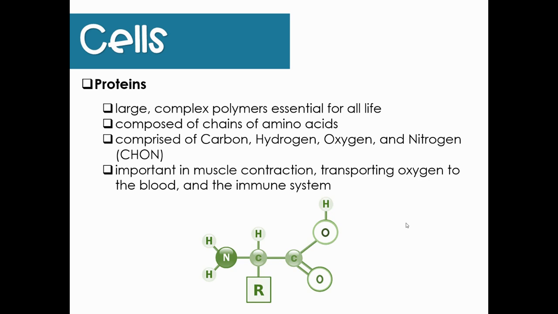We also have proteins. So remember, CHON. So proteins are made of carbon, hydrogen, oxygen, and nitrogen. These are large, complex polymers essential for all life. And the monomer for proteins is amino acids. So amino acids join together to form those polypeptide chains that make up proteins. Proteins have so many functions within a living organism, but they're super important for muscle contraction, transporting oxygen to the blood, and then also immune health.